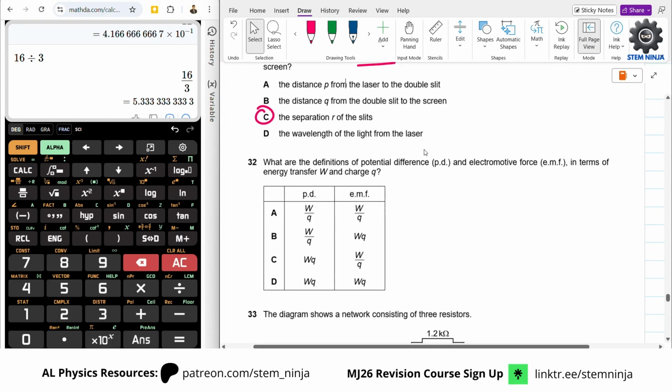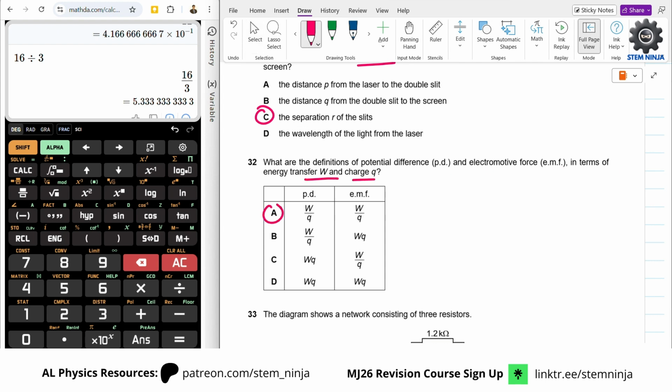What are the definitions of potential difference and electromotive force in terms of energy transfer and charge Q? They're both the same in terms of energy transfer and charge Q, but one is the energy transferred from electrical to other forms, and the other is from other forms to electrical.